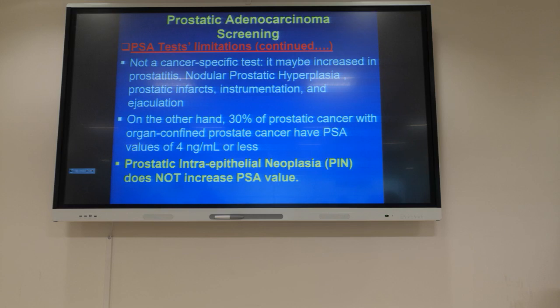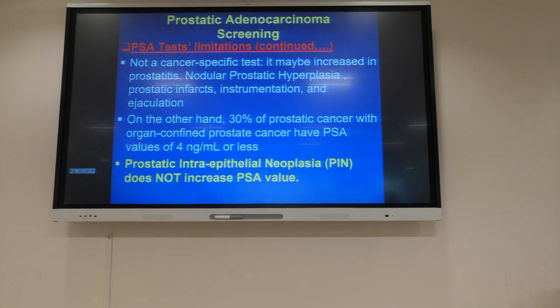Here's another drawback. 30% of prostatic cancers that are organ confined, meaning that the tumor did not go anywhere, have a PSA value of 4 or less. That's another stab to the value of the PSA and to its use as a screening and a diagnostic test. All right. So another drawback. Are you guys with me?